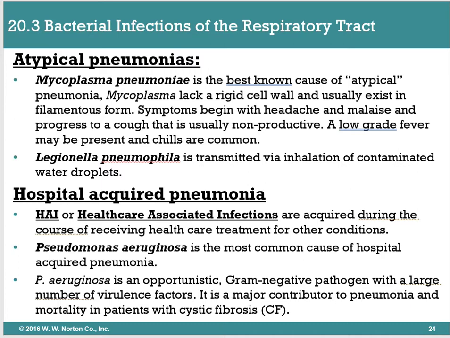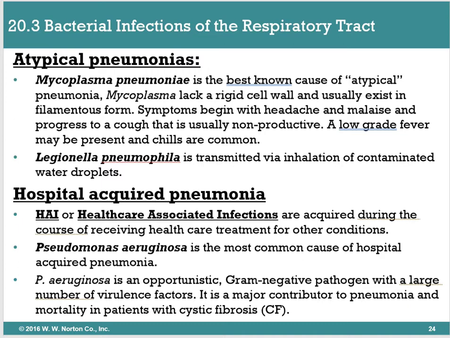And a lot of times that'll happen during their stay at a hospital. So definitely keep that in mind. So cystic fibrosis is an example of an immune compromising condition that can increase the rate at which a healthcare acquired pneumonia may occur.